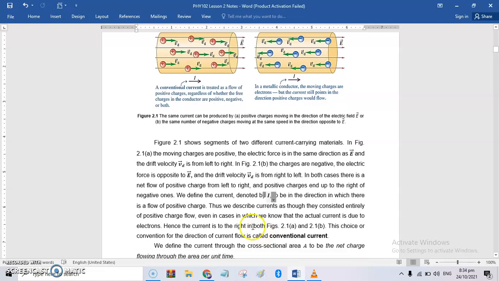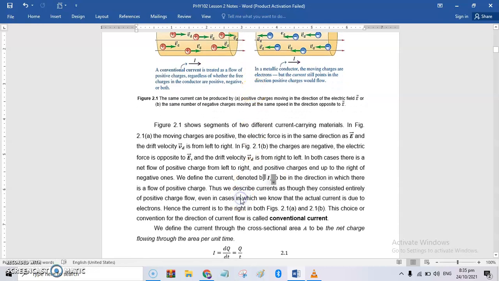Going back, figure 2.1 shows segments of two different current-carrying materials. The moving charges are positive, the electric force is in the same direction as the electric field, and the drift velocity is from left to right. So I already explained that. Again, the current goes to the right, and the electric field also goes to the right, and so does the electric force, because they follow the direction of the negative terminal.